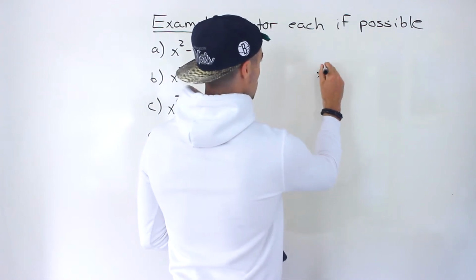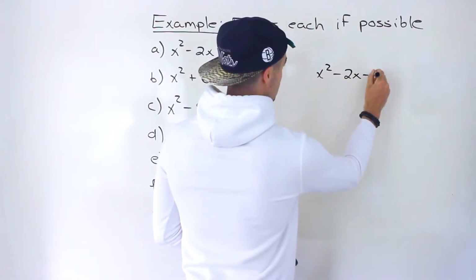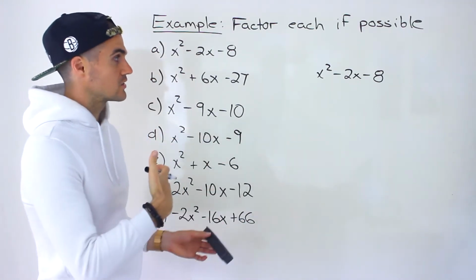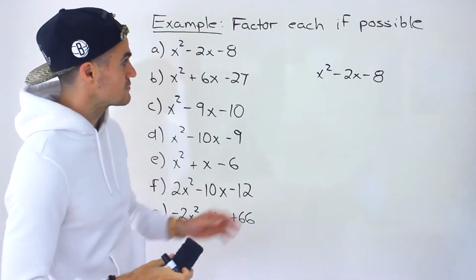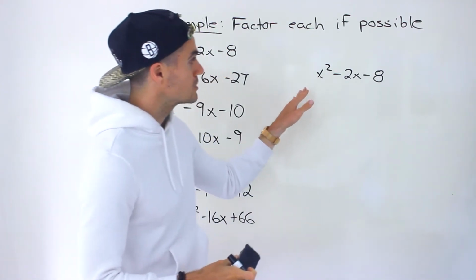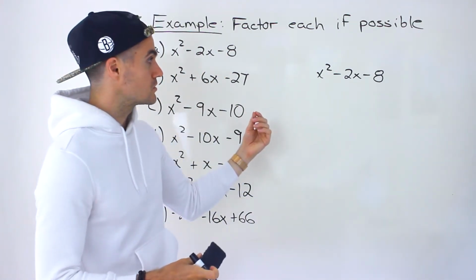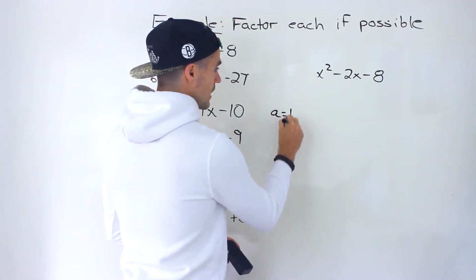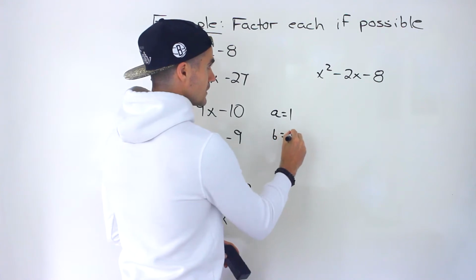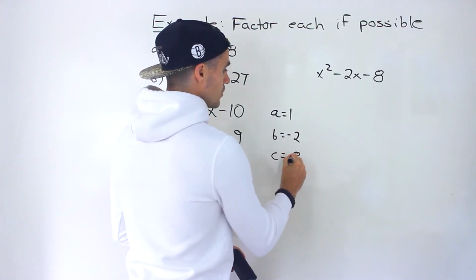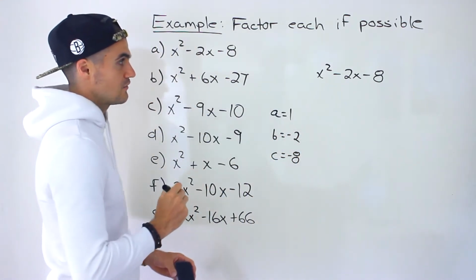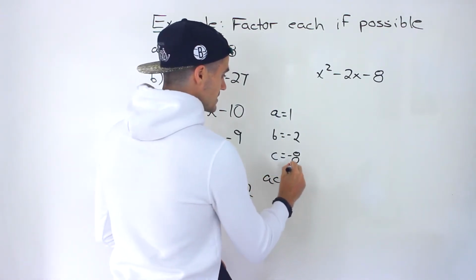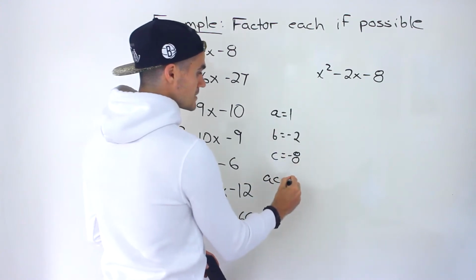We got x squared minus 2x minus 8. So as usual, first thing we look for, can we factor anything out? And notice in this case, we can't factor out any numbers, can't factor out any variables. So let's go into the decomposition steps. First thing we do, a is equal to 1, b is equal to negative 2, c is equal to negative 8. We write out the a, b, and c values. Then what we do is we multiply the AC values. So 1 times negative 8 is negative 8.